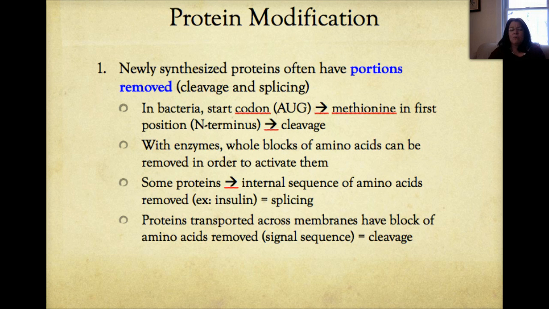Now, proteins that are going to be transported across a membrane will have to have a block of amino acids removed from them that are called signal sequences. Now, signal sequences are at one end of the brand new protein, and so they're going to be cleaved in order to remove them. And we're going to talk much more about signal sequences in a few minutes.